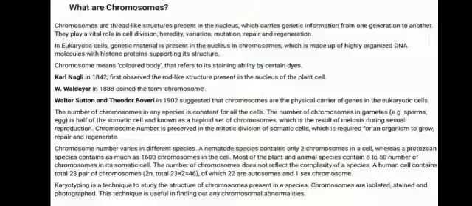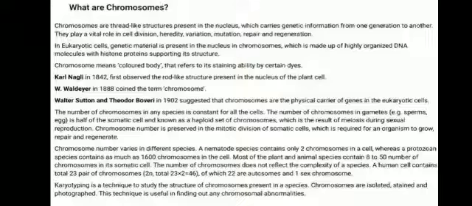A nematode species contains only 2 chromosomes in a cell, whereas a protozoan species contains as many as 1600 chromosomes in the cell. Most plant and animal species contain 8 to 50 chromosomes in their somatic cells. The number of chromosomes does not reflect the complexity of a species. A human cell contains a total of 23 pairs of chromosomes, that is 2n in total.